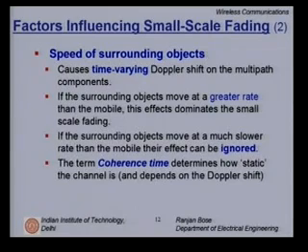Now, we coin a term called coherence time. The term coherence time determines how static the channel is. So, it is a measure of how fast your channel is changing. In a room environment, which is a multipath environment, the coherence time will be very different than outdoor mobile propagation. It will be very different in a rural environment as opposed to an urban environment.